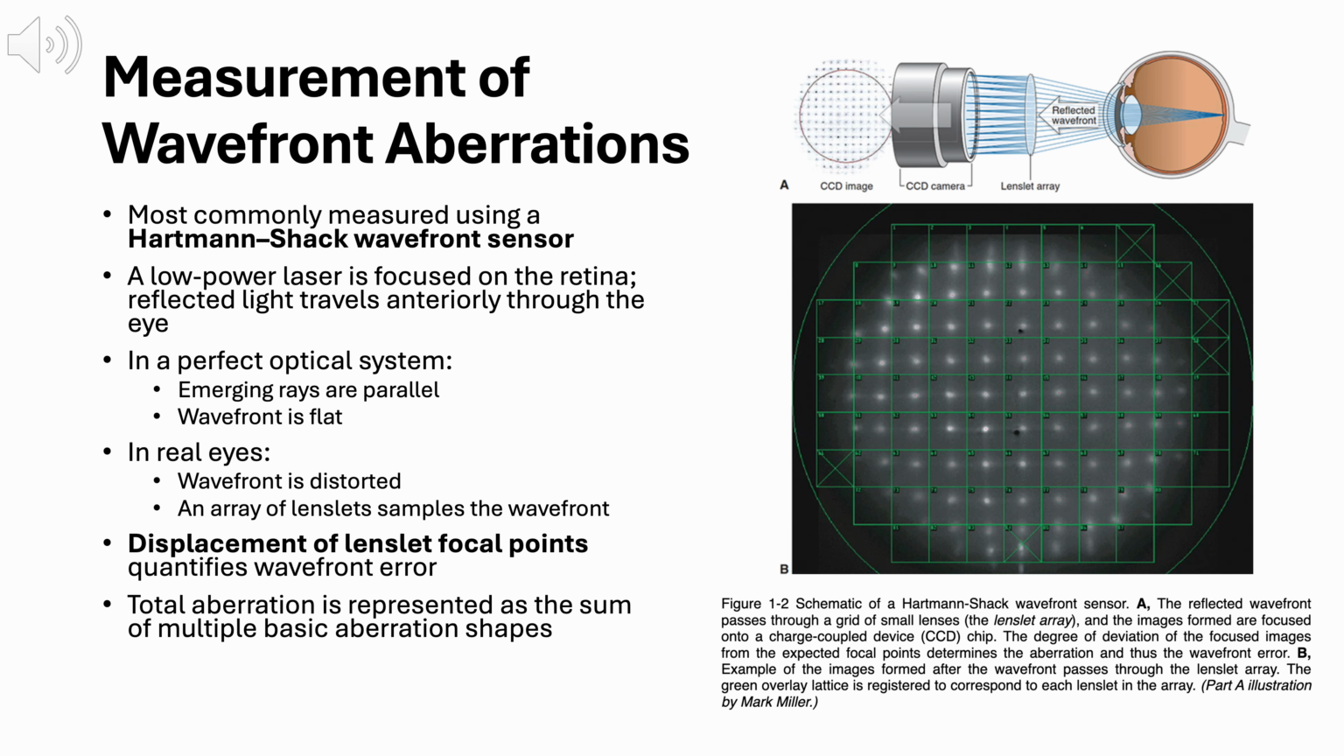In a perfect optical system, the emerging rays would be parallel and the wavefront would be flat, like a smooth sheet. In real eyes, the wavefront is distorted. To measure this distortion, the outgoing light passes through an array of tiny lenslets, which sample the wavefront across the pupil. Each lenslet focuses light to a small spot on a detector. If the optics were perfect, all of those focal points would land exactly where they are expected. When the wavefront is distorted, those focal points are shifted. The amount and direction of this displacement tells us how the wavefront is warped at that location.